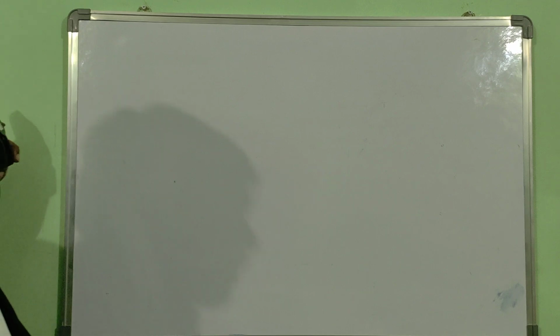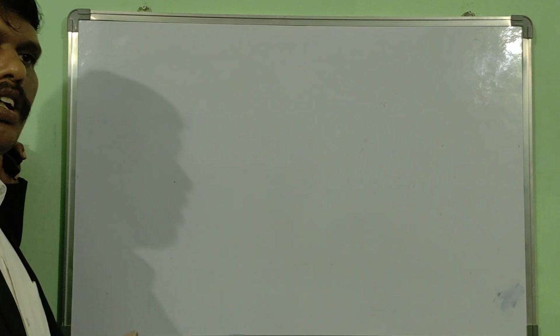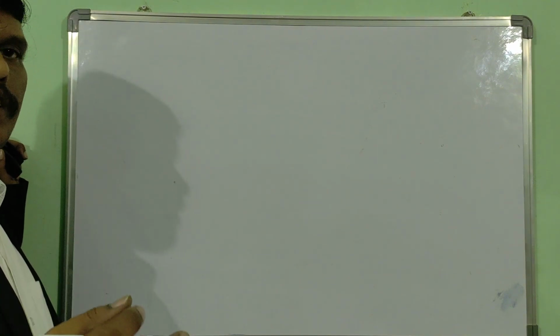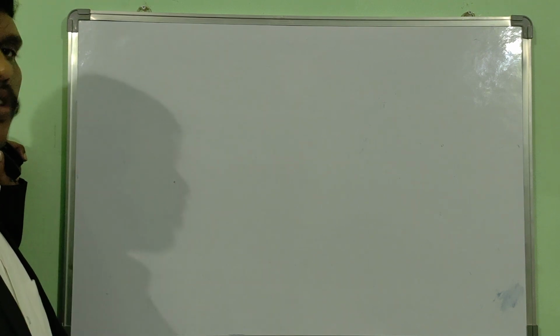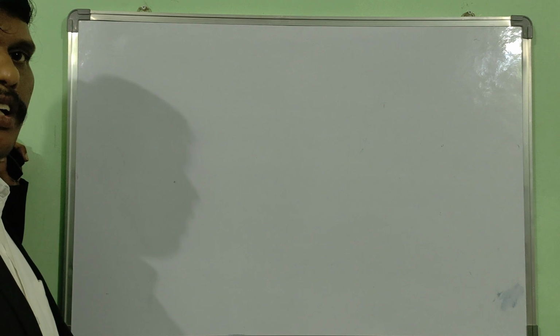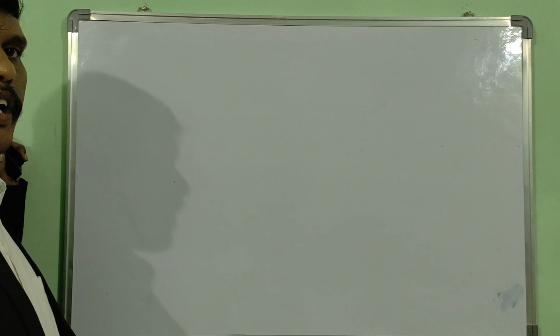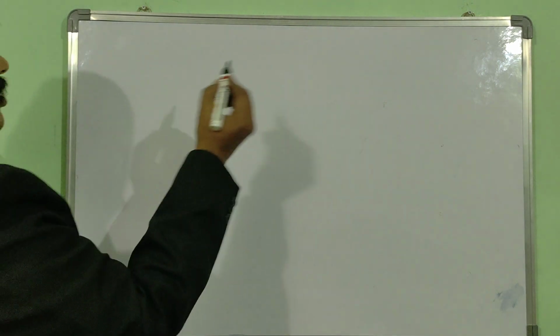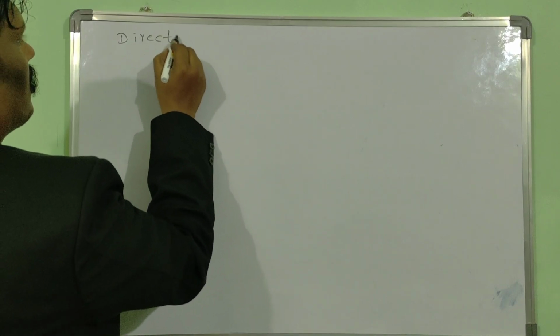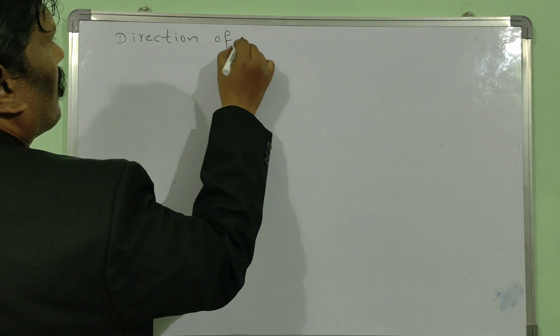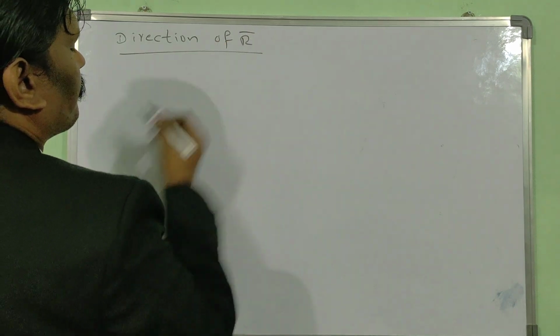How to calculate the direction of the resultant vector? Why? Because R bar is a vector. It has both magnitude and direction. How to calculate the magnitude, we completed. Now we are going to discuss how to calculate the direction of the R bar vector.